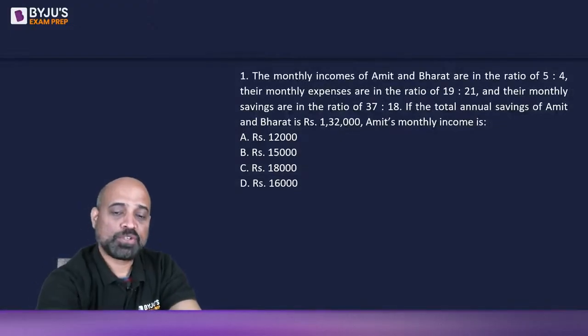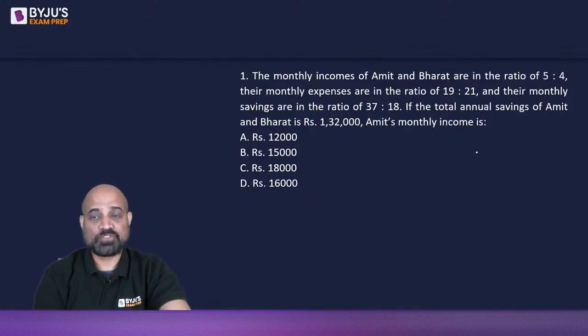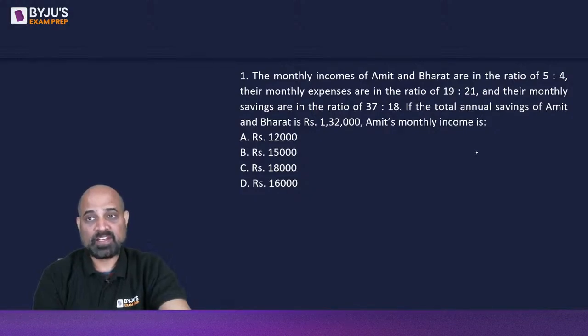Begin with our first question for the day. The monthly incomes of Amit and Bharat are in the ratio 5:4. Their monthly expenses are in the ratio of 19:21, and their monthly savings are in the ratio 37:18. If the total annual savings of Amit and Bharat is 1,32,000, then Amit's monthly income is going to be what?